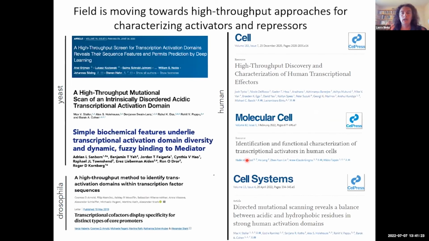And I wanted to say before I tell you what we did that the entire field is moving towards using high-throughput approaches to characterize activators and repressors. I've listed here that it started with yeast and Drosophila, but more recently, even since we published our paper, more papers came out in human using high-throughput approaches. They're beautiful work that I urge you to take a look at if you're interested in this topic.